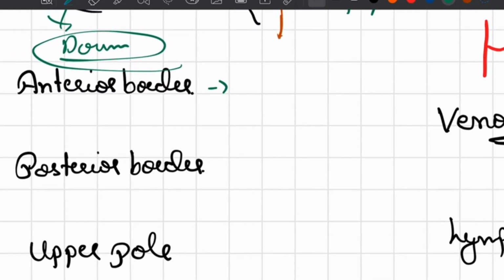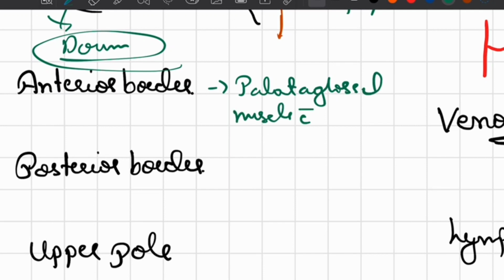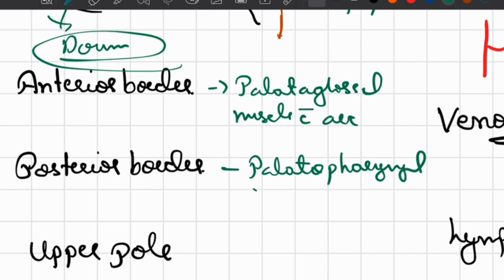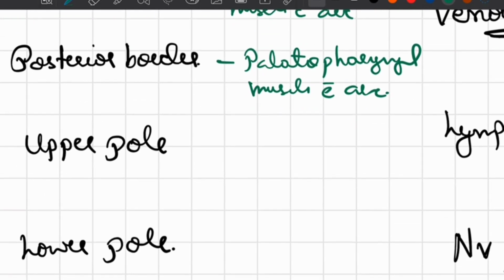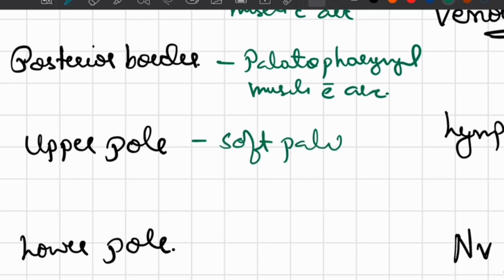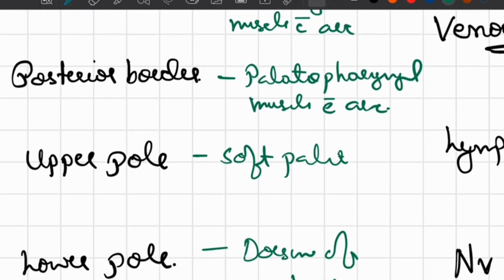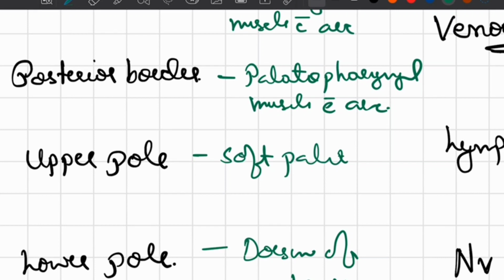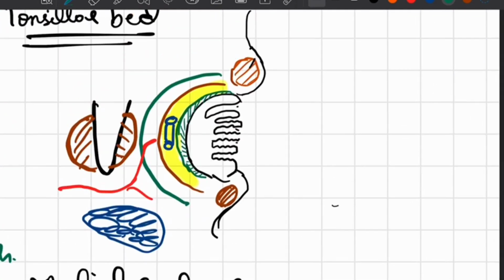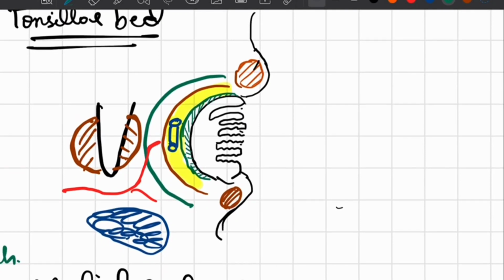The anterior border is related to the palatoglossal muscle with its arch, the posterior border to the palatopharyngeal muscle with its arch. The upper pole is the soft palate, the lower pole is the dorsum of the tongue. These are all the relations. Now let us know about the tonsillar bed, which is on the lateral surface of the tonsil.